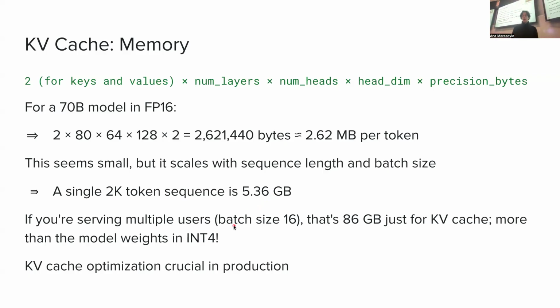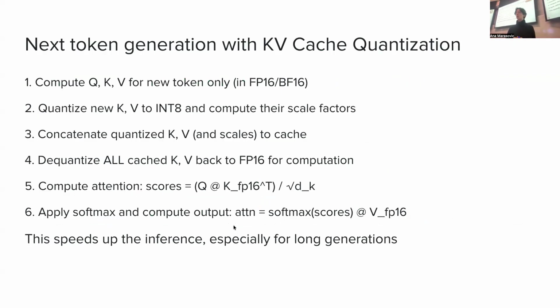So we need to also save memory by saving all of these computations. And this is where, again, quantization comes into place. So KV cache quantization is marrying these two ideas, right? We want to speed up computation, especially for longer sequences, by caching keys and values that we are reusing anyway. So why recompute them and waste time?